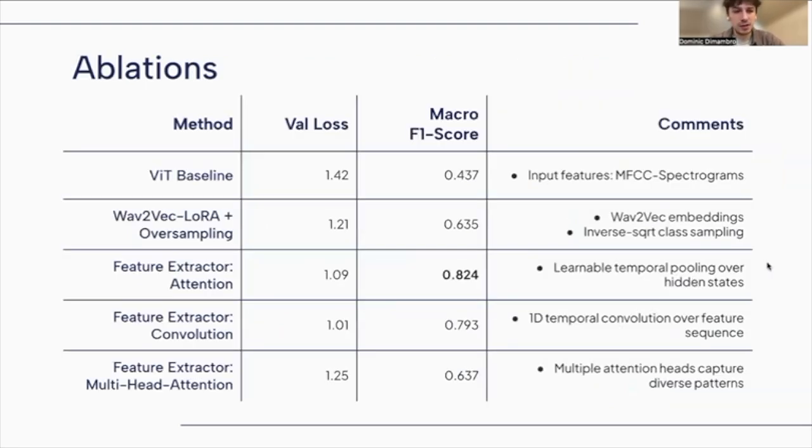So in our ablation study, going from our ViT baseline, which had MFCC spectrograms as our input features, we had a lower macro F1 score, 0.44 roughly. But as you can see, when we improved to our wave-to-vec architecture with some extensions and our post-processing of our features, we achieved much better performance. The best being our attention-based post-processing.